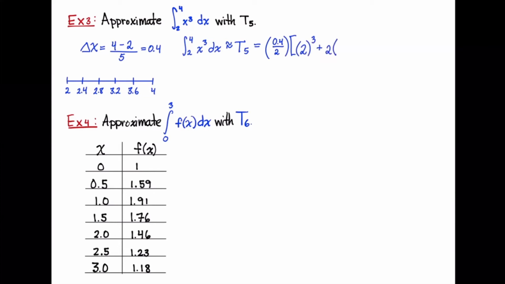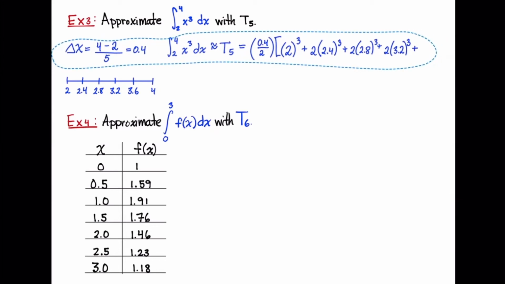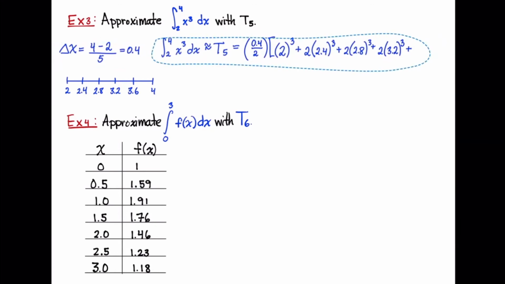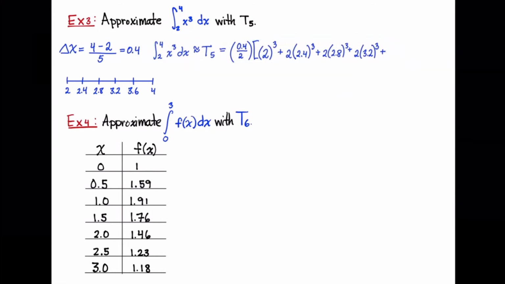plus 2 times 2.4 cubed, plus 2 times 2.8 cubed, plus 2 times 3.2 cubed, plus, always running out of room here, 2 times 3.6 cubed. And now that we're on our very last endpoint, we don't multiply by 2. In fact, maybe just to be clear, I'll put a 1 in front. 1 times 4 cubed. And that's the work that I would want to see. And when you sub that into your calculator, again, we'll get a decimal approximation of 60.48.